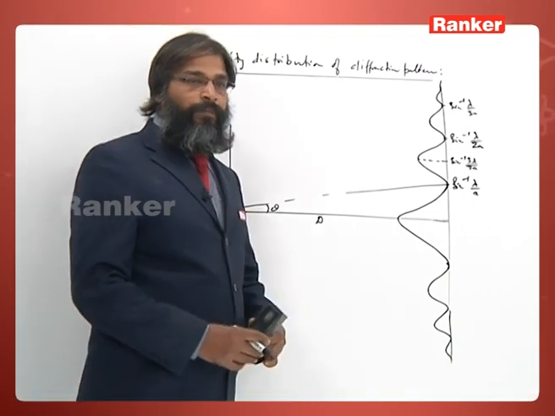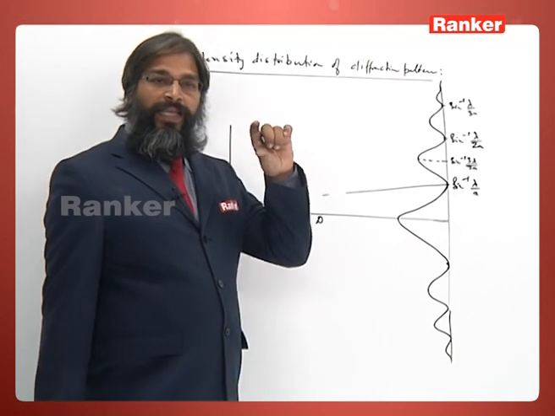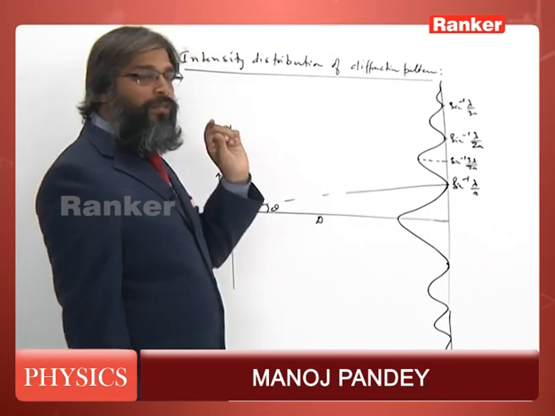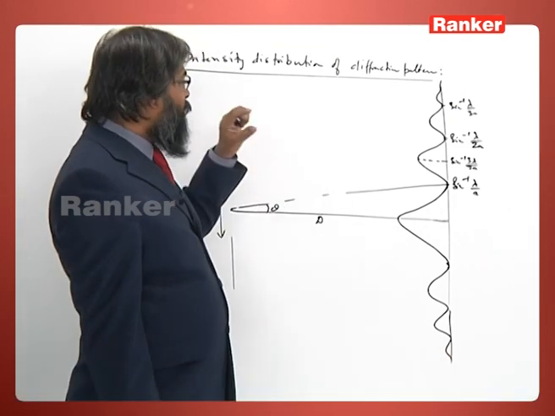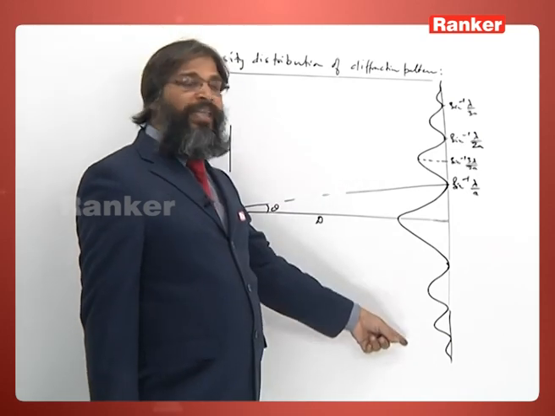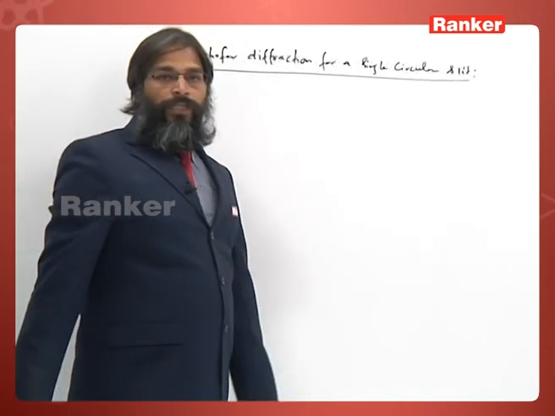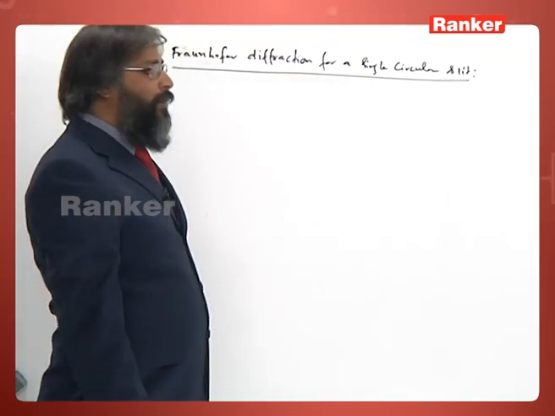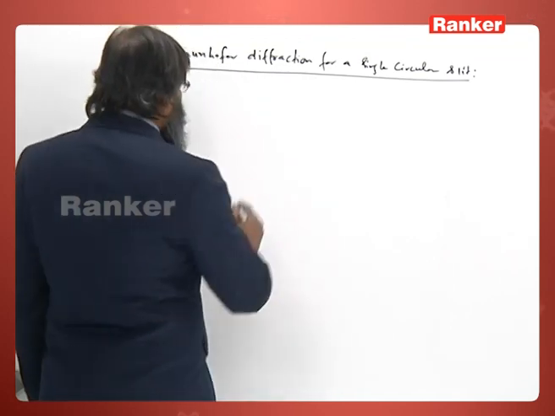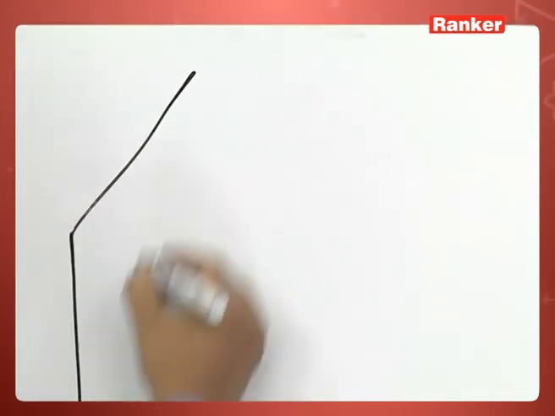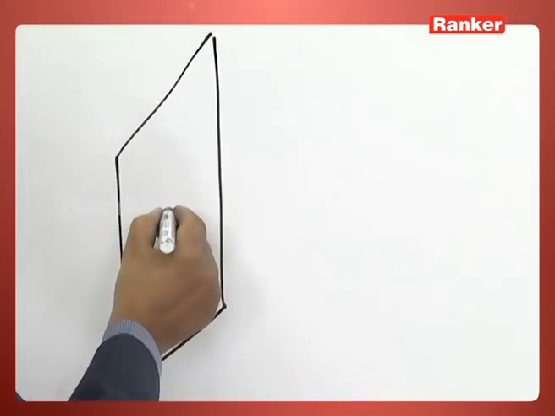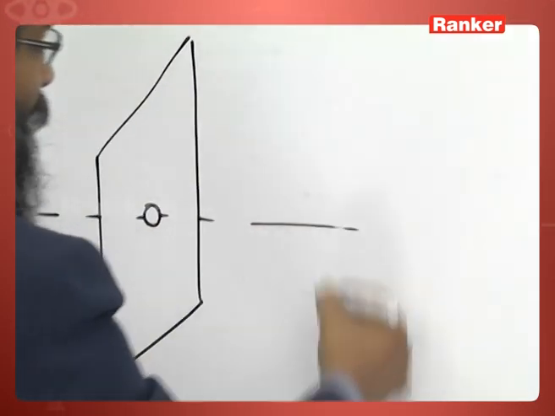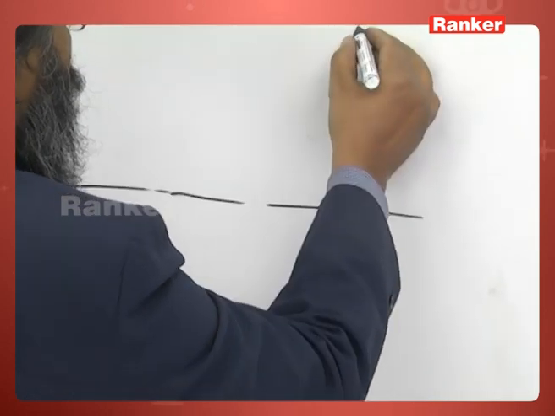Now let us consider that my slit is not rectangular, but there is a circular opening, in the Fraunhofer experiment. How will the intensity distribution be? So now let us study the Fraunhofer diffraction for a single circular slit. Suppose this is my diffracting element with a small opening. Again the same arrangement as the previous one, using a lens and all those things.